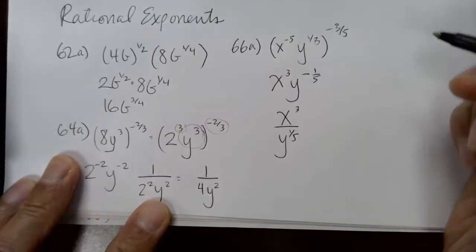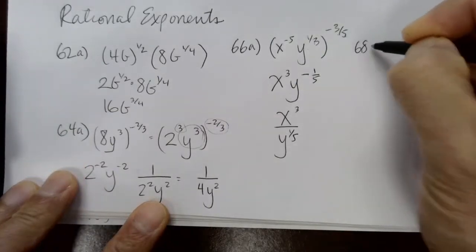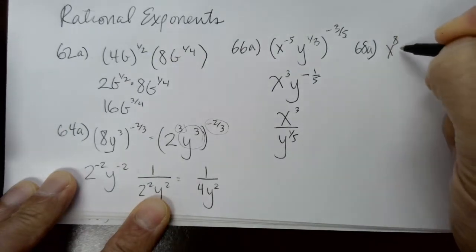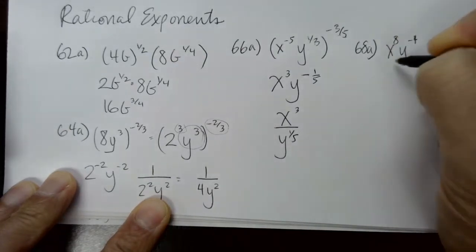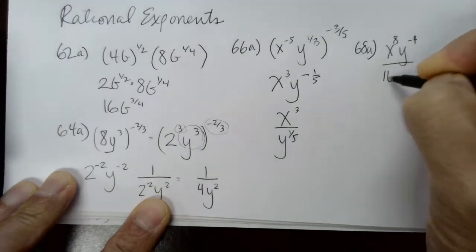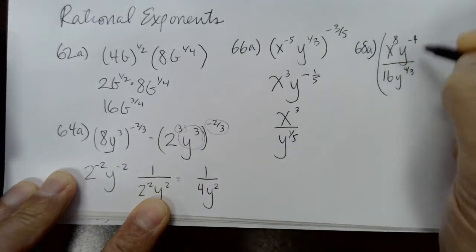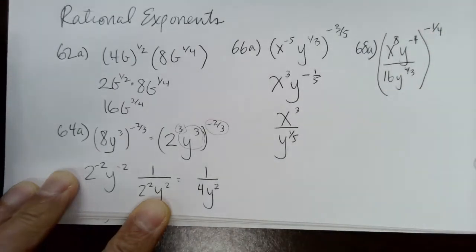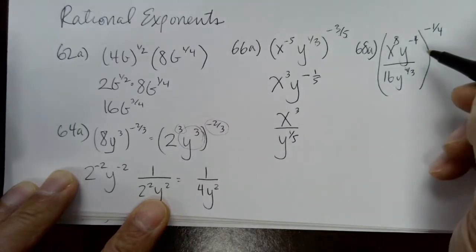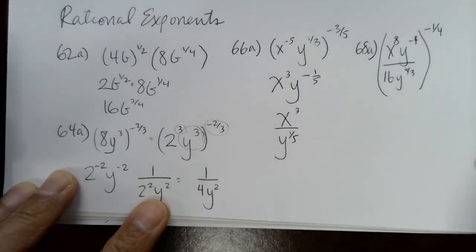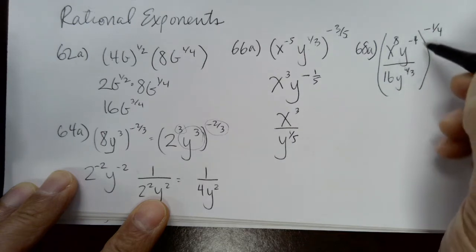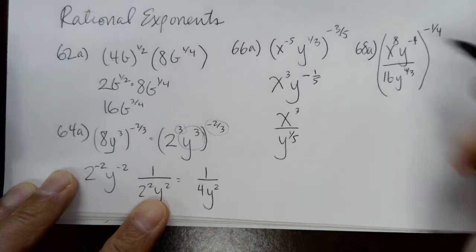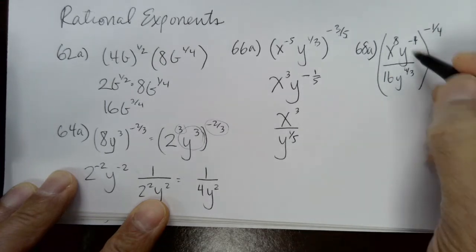Number 68. We'll use a good bit of room for this. We have x to the 8th, y to the negative 4th over 16y to the 4/3, all of that to the power of negative 1/4. I was thinking of combining these, but I don't want to turn that into 12/3 right now. Let's just do the 1/4 of the 4th after. Maybe we can just move it down.